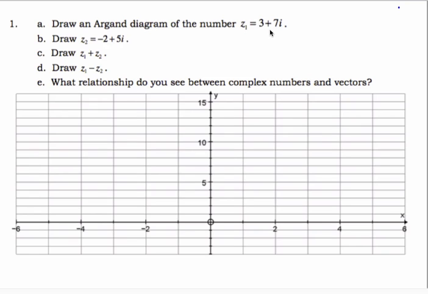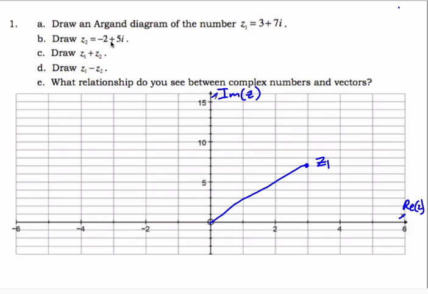So if we have z1 is 3 plus 7i, then let me just relabel these. This is the real part, and this is the imaginary part of the complex number z. And so we have 3 and 7i, so 3 is the real part, 7 is the imaginary part, so we can graph it right here. So that is z1, and sometimes we like to draw a line over to the complex number. Okay, so it's in the first quadrant because both of those are positive.